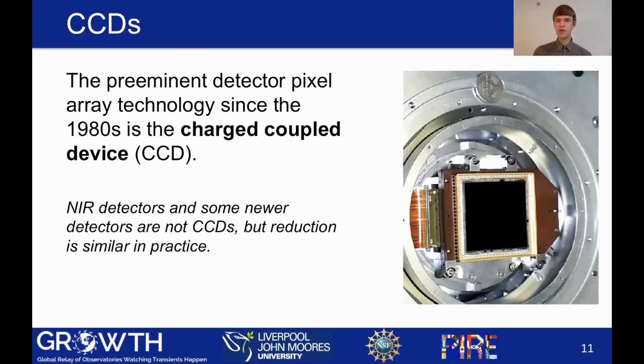The preeminent system to do this, and the most widely used technology, is called the charge-coupled device, which began widespread use in the 1980s, and it's abbreviated as a CCD. An example of a CCD is shown here. And this is used ubiquitously in optical astronomy. It is not the only technology. There are other types of detectors that are also used in the optical, and in the near infrared, a completely different system is used. However, all of them use a common data processing system, and so the techniques that I will describe later on in this lecture will be applicable to all types of optical and near infrared imager.